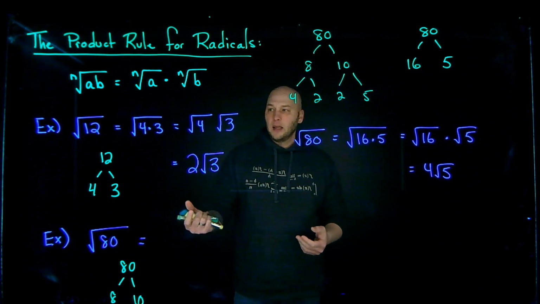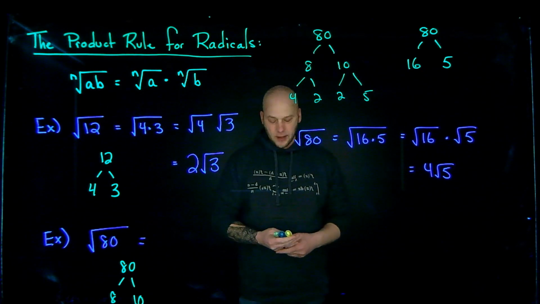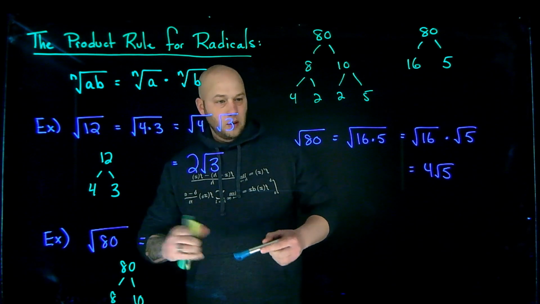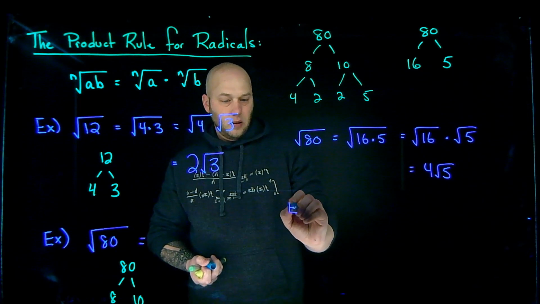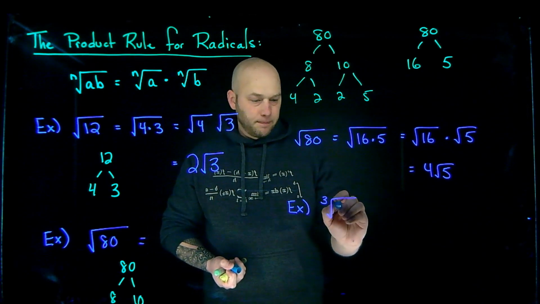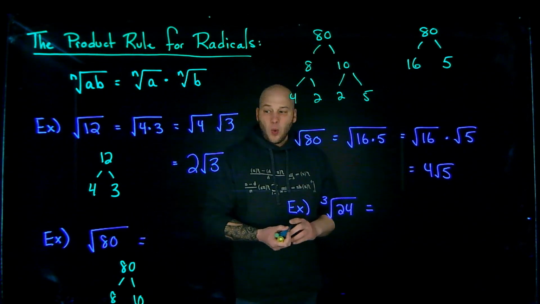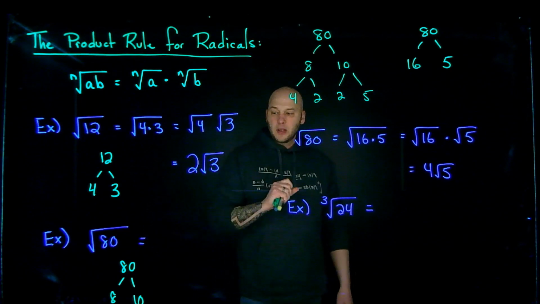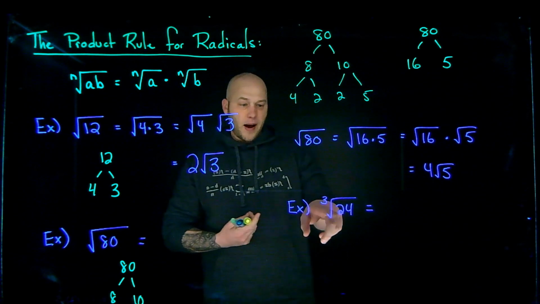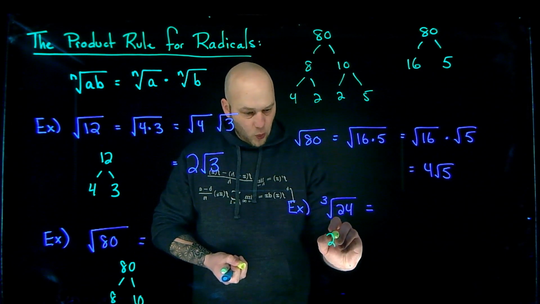And the product rule for radicals works for any radical. So in other words, any index that I want to take a look at. So let's take a look at a cube root. Let's do the cube root of, let's say, how about 24? Now, when I did this factorization in these previous examples, I was looking for the largest perfect square. Now I'm going to do a factorization where I look for the largest perfect cube. So 24, and let's break it down.